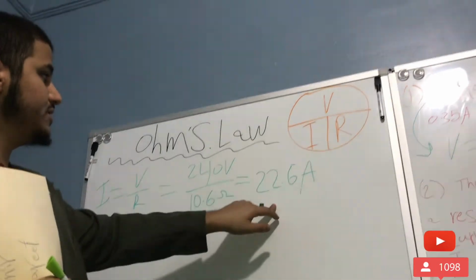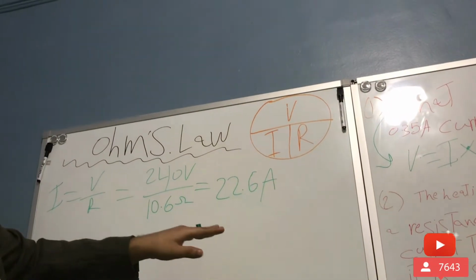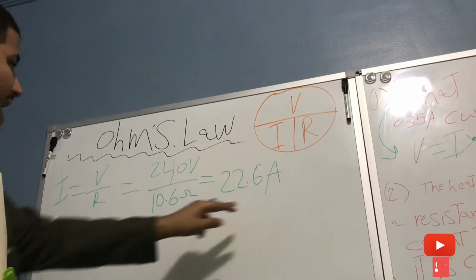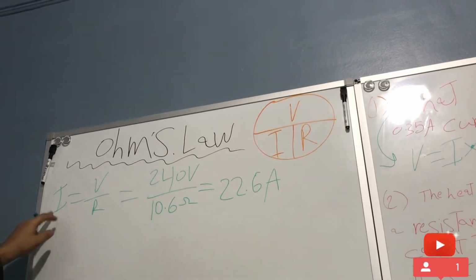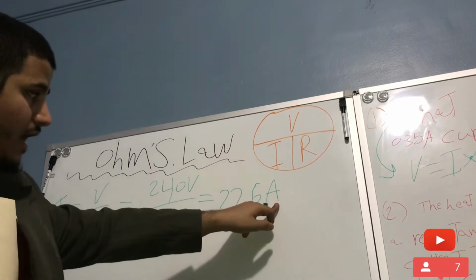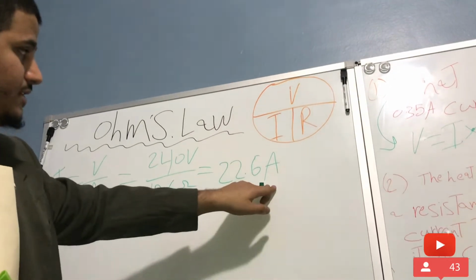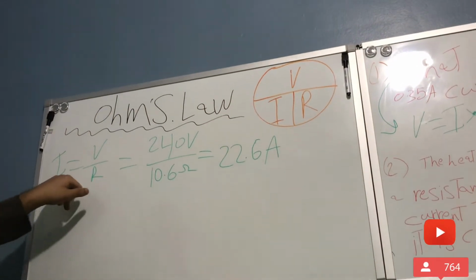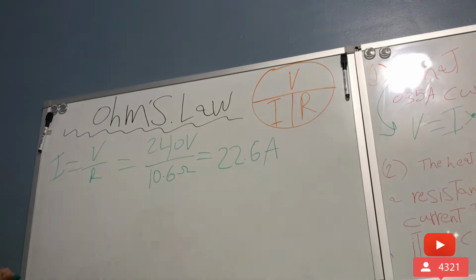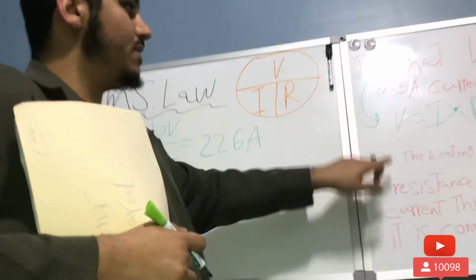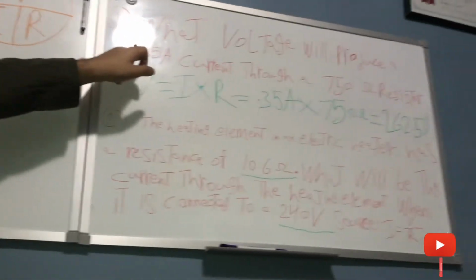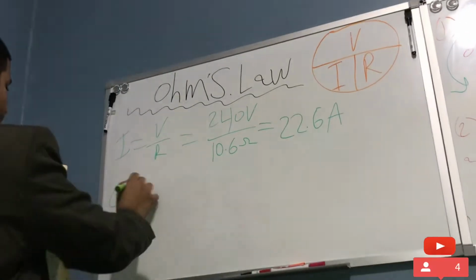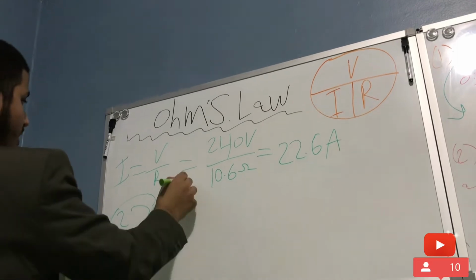The amps represent the current. The amps is actually the unit of the current, so I put the A here. Don't be confused. The A represents the unit of the current; the unit of the current is the amps. All right, so we solved number 1 and number 2. That's the answer for question number 1, and that's the answer for question number 2.